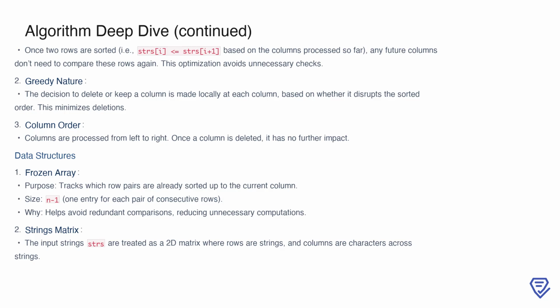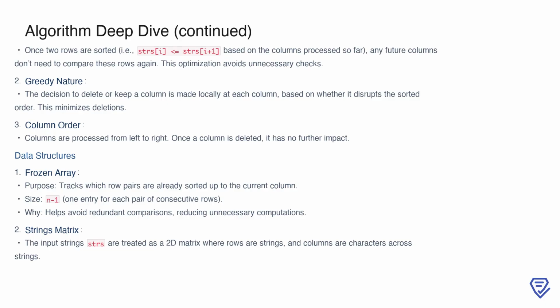Row freezing is a key optimization in our approach. Once two rows are confirmed to be sorted based on the columns processed so far, they do not need further comparisons in subsequent columns. This significantly reduces the number of checks we perform, saving computation time. The greedy nature of the algorithm ensures that we make decisions locally for each column, based on whether it disrupts the sorted order or not. This approach minimizes the number of deletions while ensuring correctness. Columns are processed sequentially from left to right, and once a column is deleted, it no longer affects the rows.